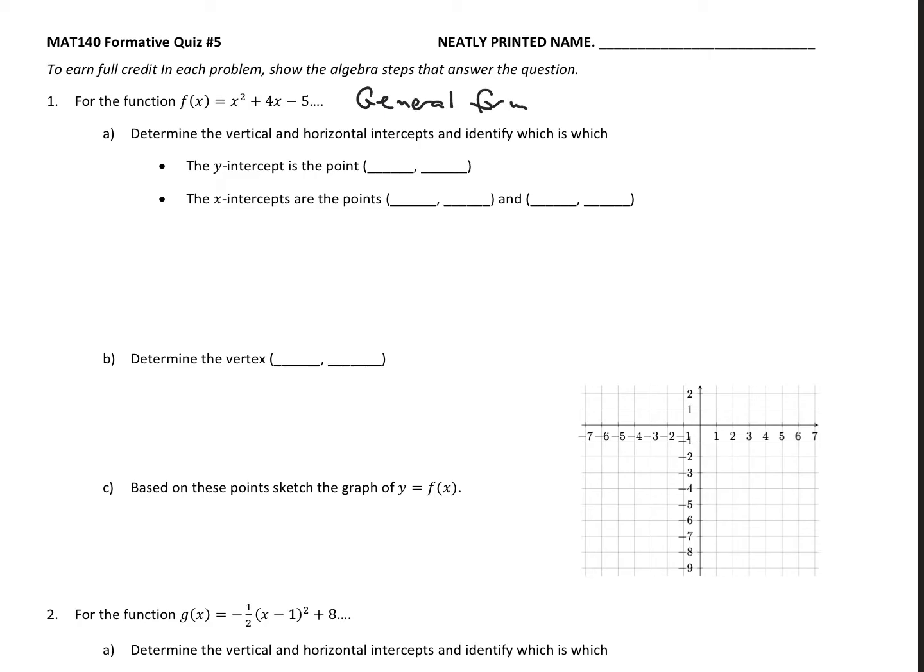So the y-intercept is always found by plugging 0 in for x, so there's nothing special about quadratics here. That's just always how we find vertical intercepts of every function. And so if f of 0 is -5, that means that the point (0, -5) is on our graph. So that's done. The x-intercepts, to find the x-intercepts, we need the outputs to be 0.